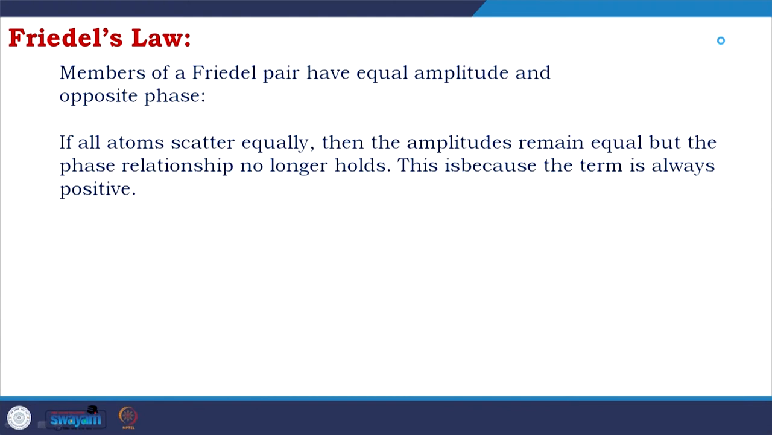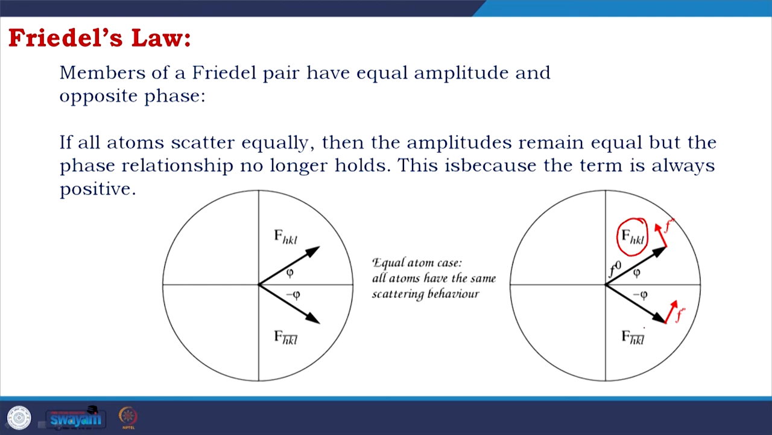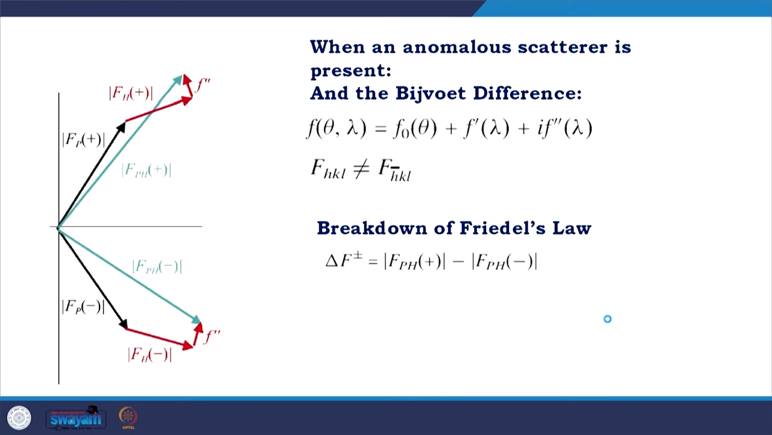So, what is Friedel's law? The members of a Friedel pair have equal amplitude and opposite phase. If all atoms scatter equally, then the amplitudes remain equal, but the phase relationship no longer holds. This is because the term is always positive. So, if you compare, in the equal atom case, all atoms have the same scattering behavior. So, when you compare between F(HKL) and F(HKL bar), you won't get a difference.